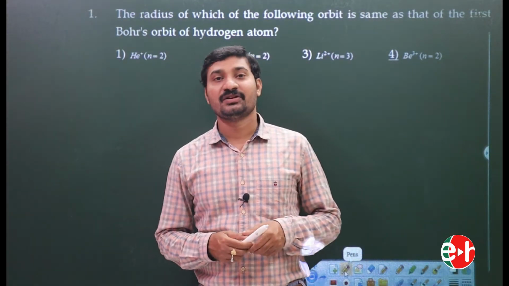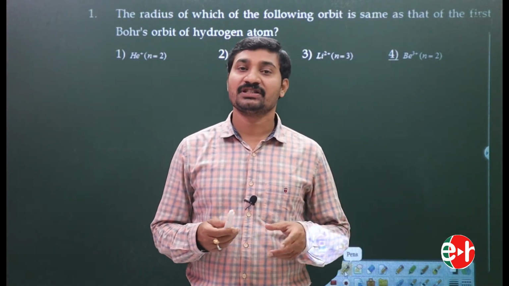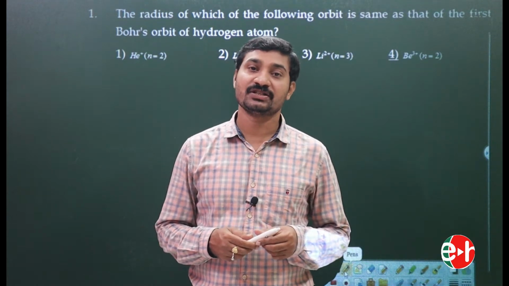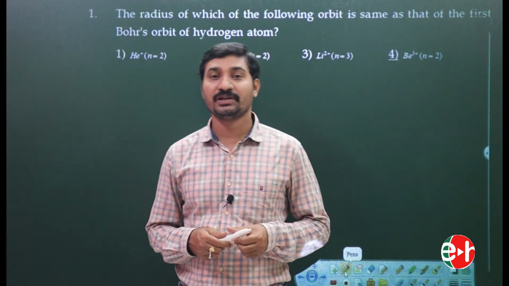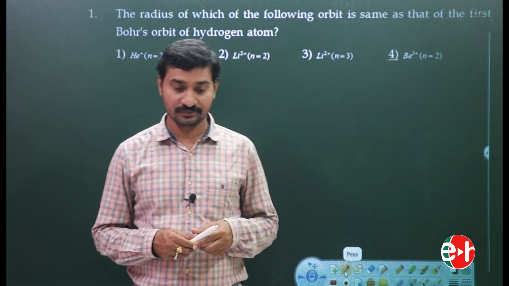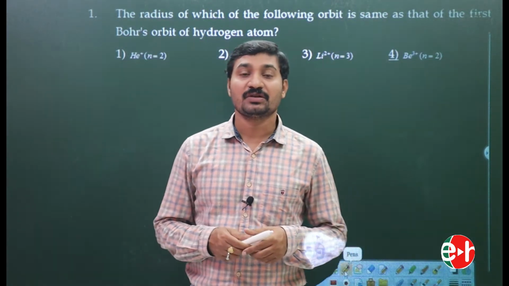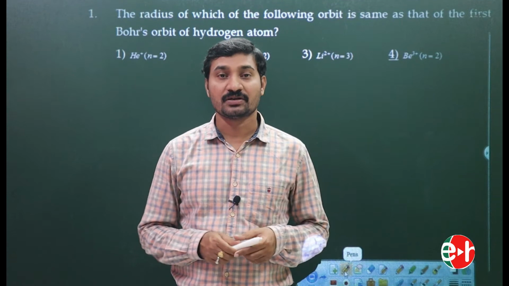In the previous class, we discussed deriving some expressions for finding the radius of the nth orbit, the energy of an electron in the nth orbit, and the velocity of an electron in the nth orbit. Let us discuss some objective questions on the previous concept.